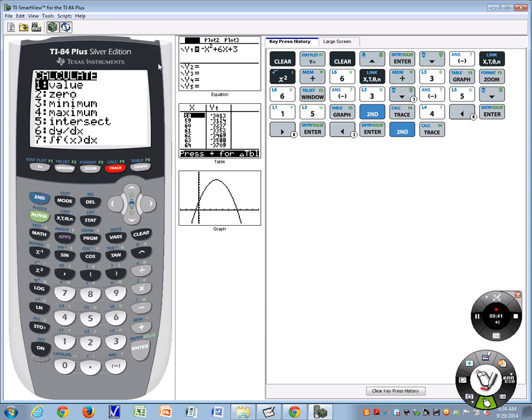So number 5, intersection calculates the point where two different things that you have graphed intersect. Okay? It's different between intercept and intersect. Okay? You're not allowed to guess, Dylan. All right. So which one up there is going to work?